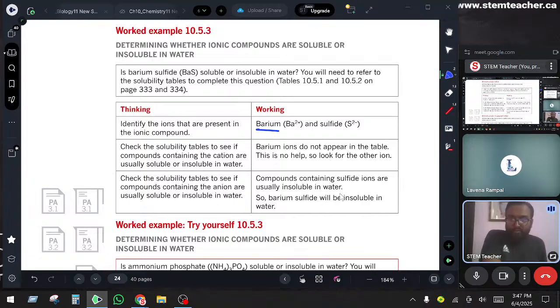Check the solubility table to see whether compounds containing the anion are usually soluble or insoluble in water. Compounds containing sulfide ions are usually insoluble in water. So barium sulfide will be insoluble. When one is not soluble, the other is also not soluble, so here spectator ions barium and sulfide will form.